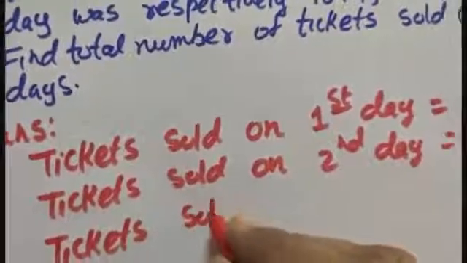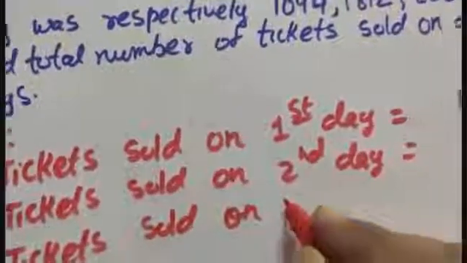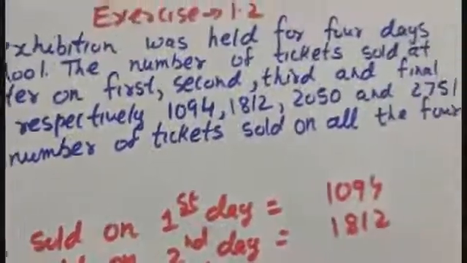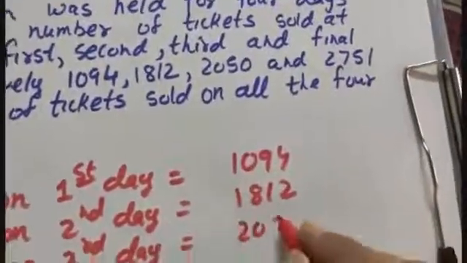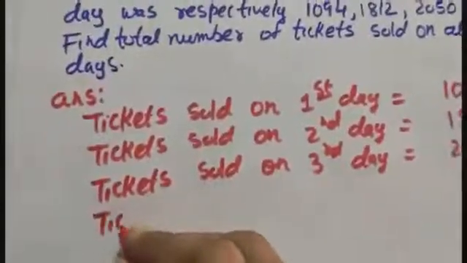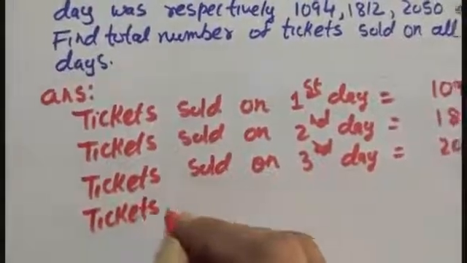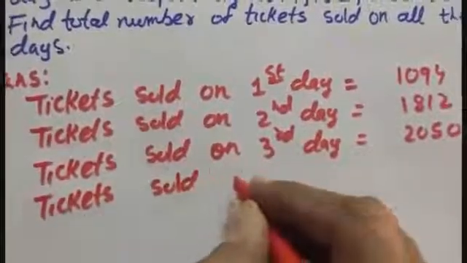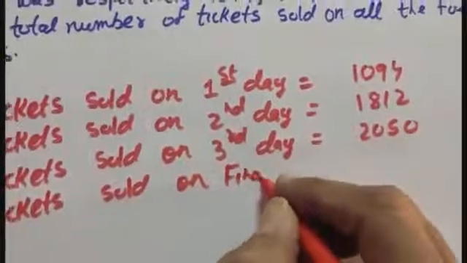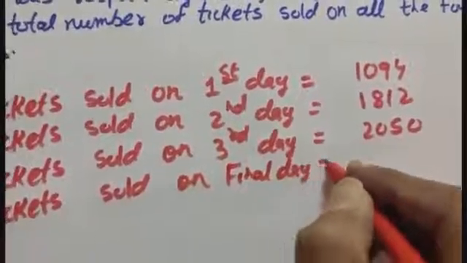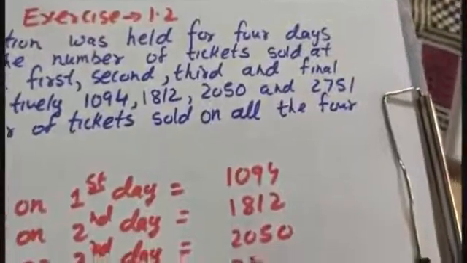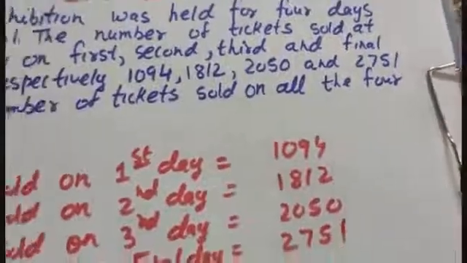Then tickets sold on the third day, that is 2050, and tickets sold on the final day, that is the fourth day, is 2751.